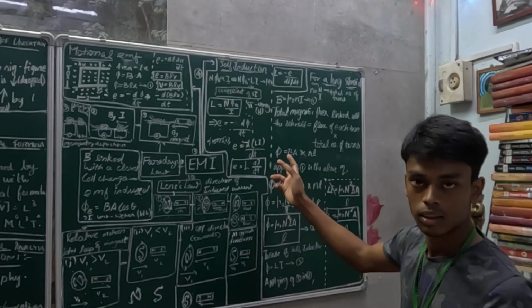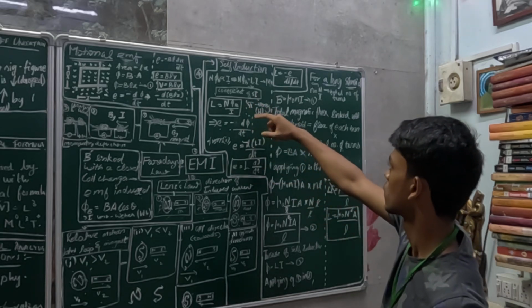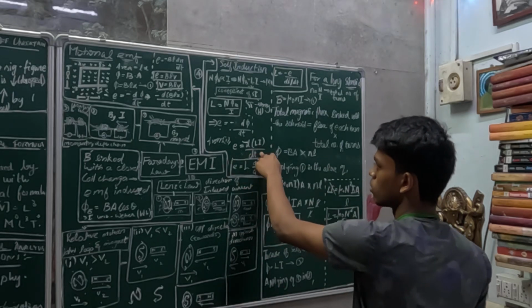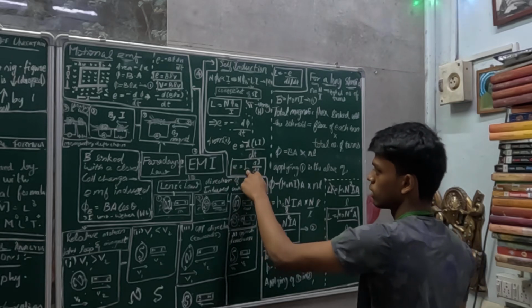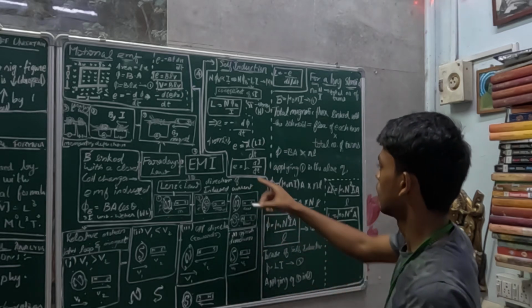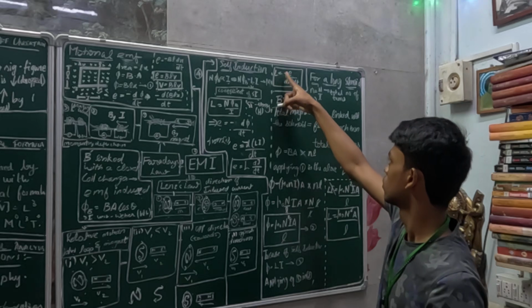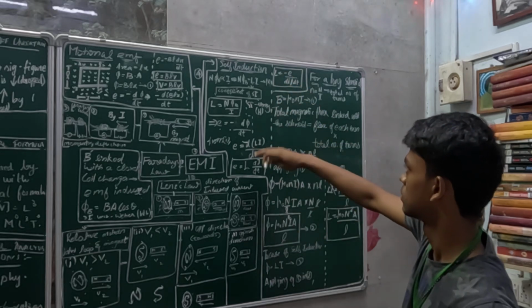Here, the minus is there as in the previous equation. Here we are substituting the value of phi, which is equal to Li, and we will get E is equal to minus L, which is constant, into di by dt. So taking L, we are going to find the self-induction. Therefore, L is equal to minus E by di by dt. So this is the self-induction.